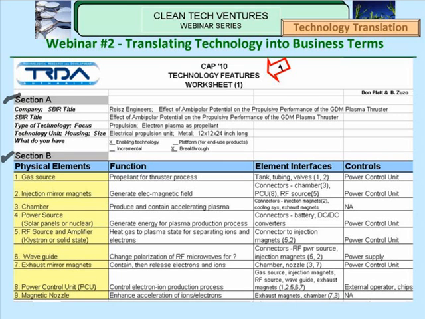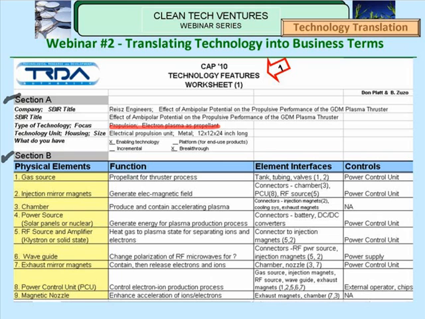He's looking at the ambipolar potential and the propulsion performance of the GDM plasma thruster. What does that mean? So we're going to go down to the next line where we've interpreted it. It means this is a propulsion system, and in this propulsion system, he's using plasma as the propellant. Plasma are charged particles, ions, and electrons.